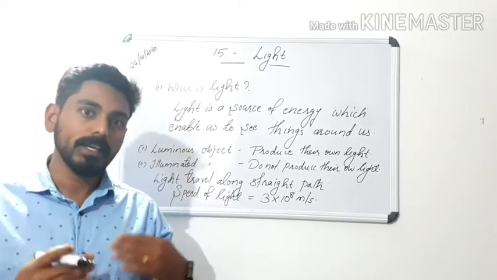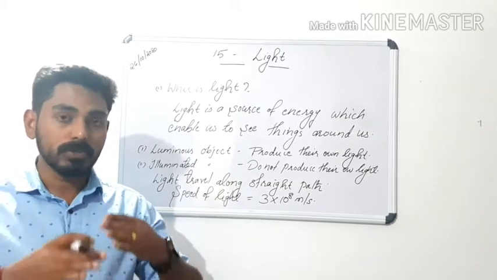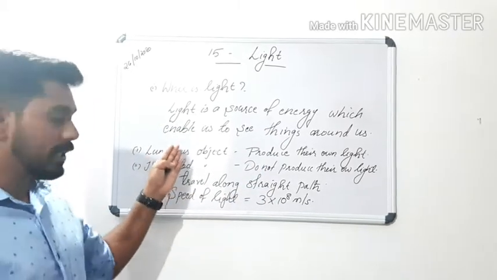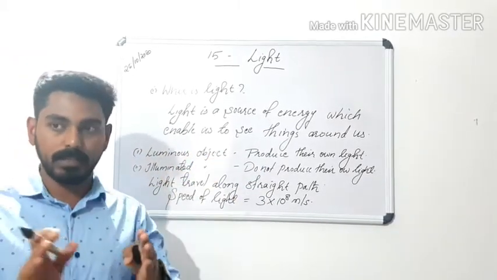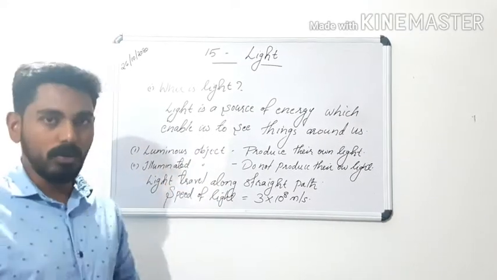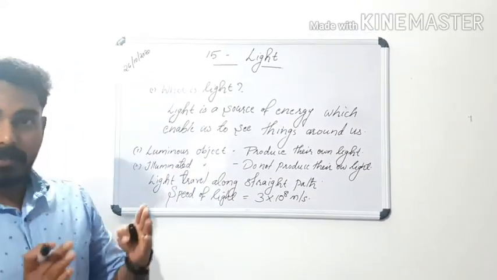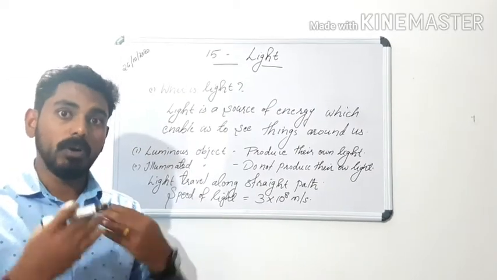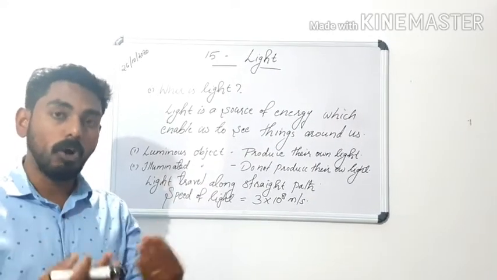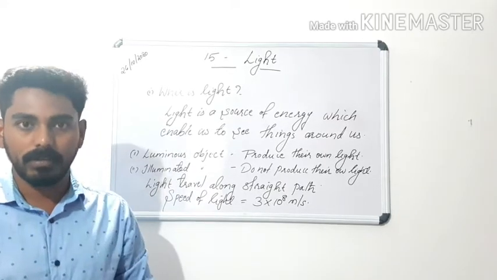That's why we can see a lot of creatures and we can do our work, because of light. We can classify the objects around you in two ways: luminous objects and illuminated objects. Luminous object: you know that the sun is a source of energy which can produce its own light. So the sun is a luminous object. Like a bulb, it can produce its own light.